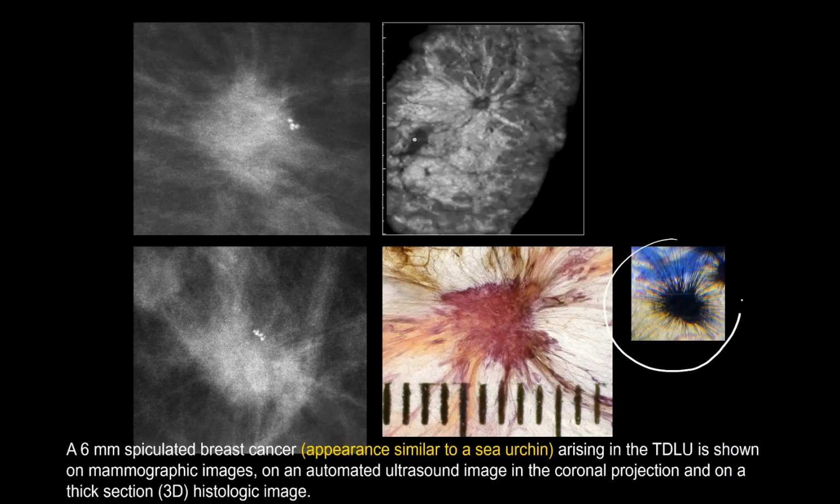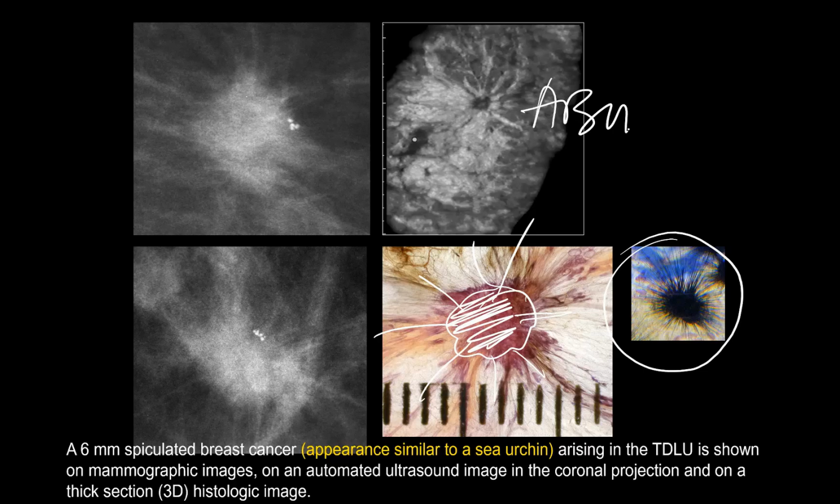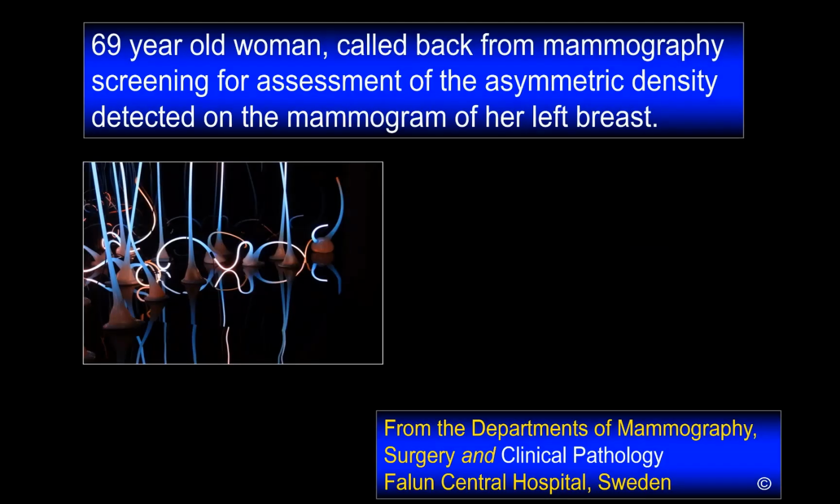It looks like a sea urchin. Central tumor mass, excess amount of tissue, and the spiculations. This is the 3-dimensional automated breast ultrasound. This is the microfocus magnification spot compression.